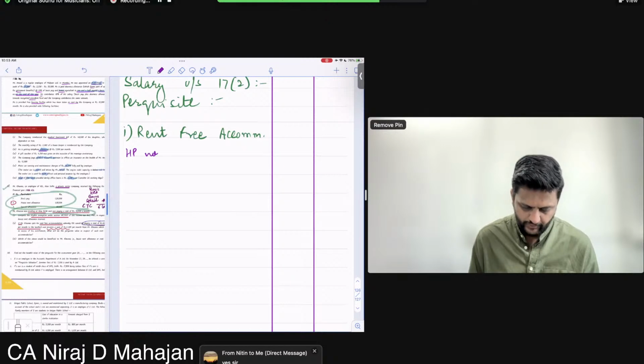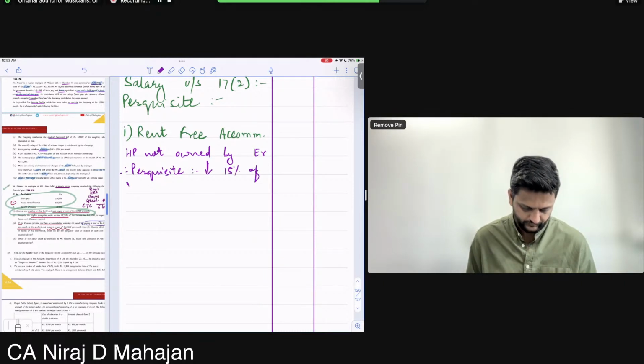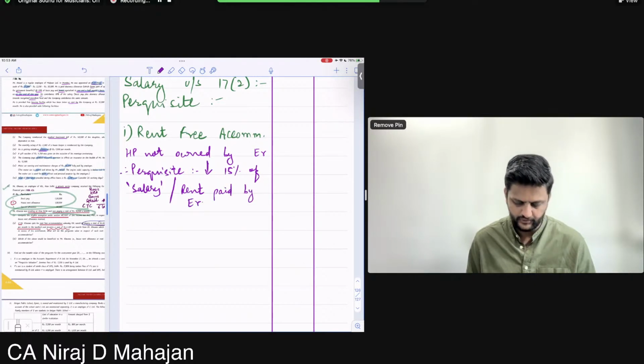House property not owned by employer, therefore perquisite is lower of 15% of salary or rent paid or payable by employer. Yes, still here, all of you?